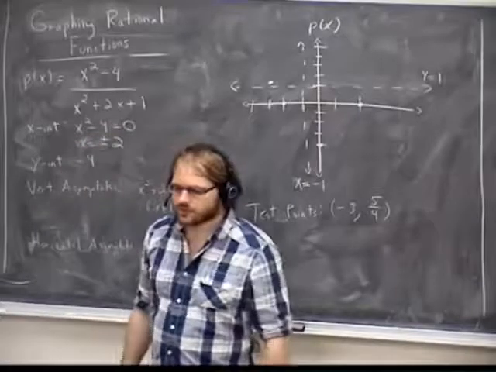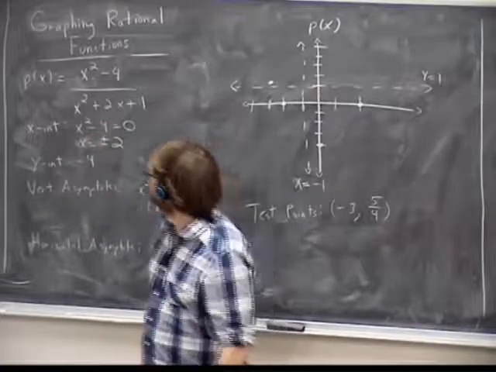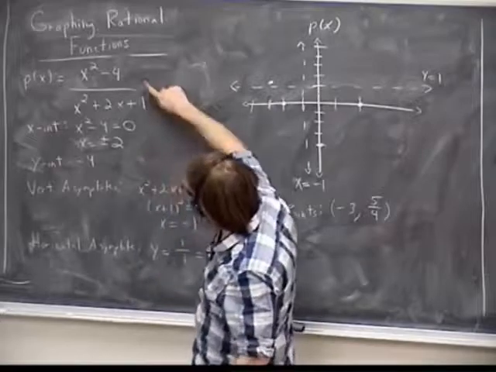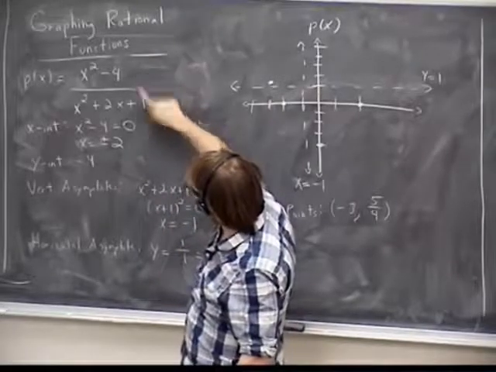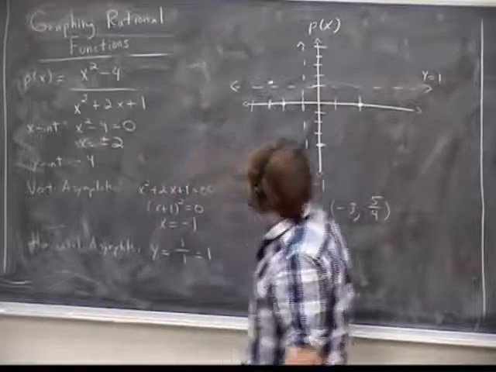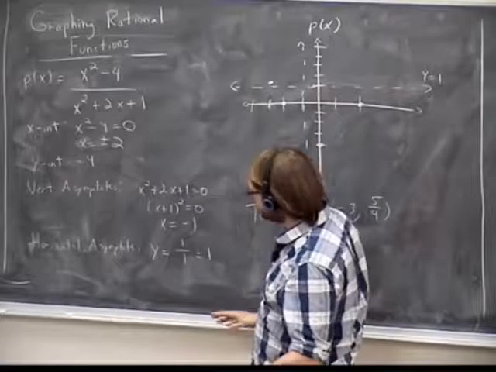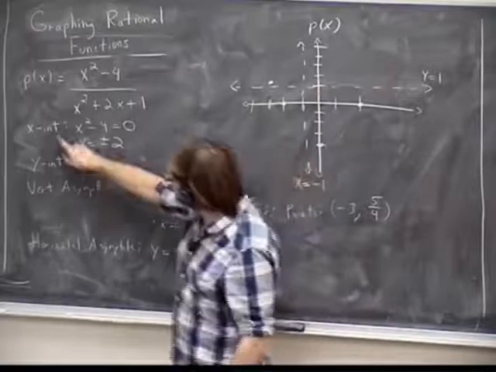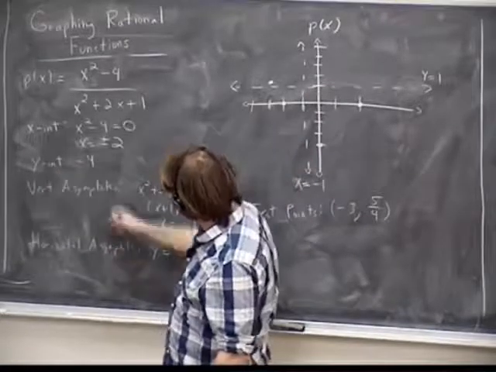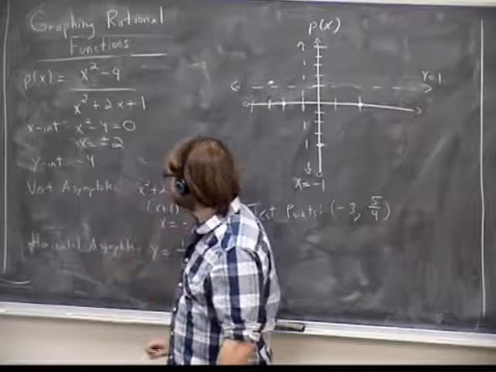Now I'm going to do an example of graphing a rational function. So here's our example of a rational function, x squared minus 4 divided by x squared plus 2x plus 1. Before we start graphing it, we want to get all the necessary information, which means we need the x-intercepts, the y-intercept, the vertical asymptotes, and the horizontal asymptotes.